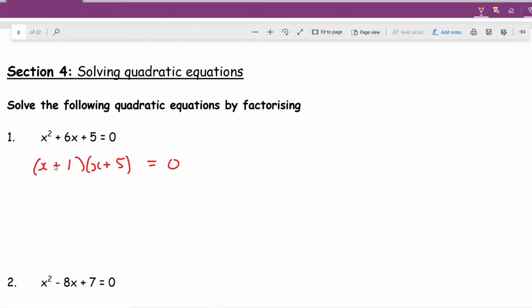So now either this factor can equal 0 or this factor can equal 0. So you can say x plus 1 is equal to 0, in which case x is minus 1. Or you could have x plus 5 equal 0. The second factor can equal 0, so x will equal minus 5 in this case. So you get two solutions, which are known as the roots of this equation.